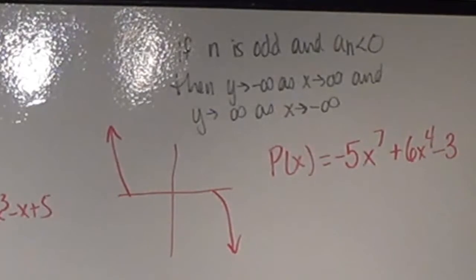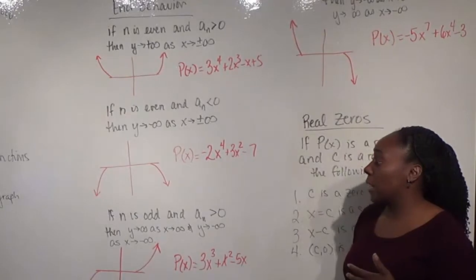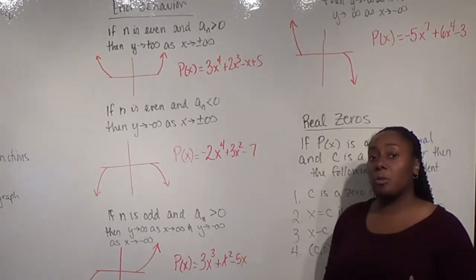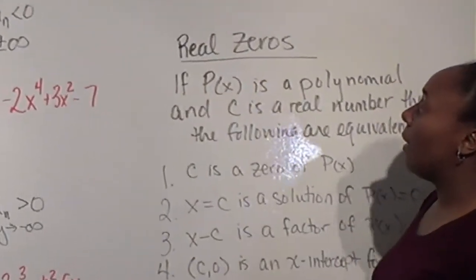Okay? So there's the 4 different ways that my end behavior can look depending on my polynomial function. Okay? And that's it. There's no other ways we can have for end behavior. So either it's going to increase to infinity or it's going to decrease to negative infinity. But for a polynomial function, those are the only 2 options. Okay.